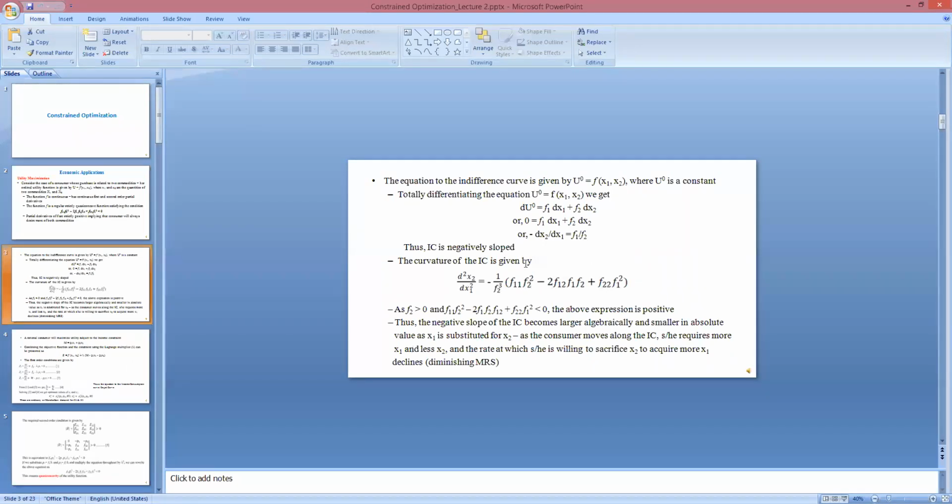And from this equation, we can easily derive the slope of the indifference curve. And clearly, the slope is negative, or the absolute slope is positive, which is given by the ratio of marginal utilities, which we also call the marginal rate of substitution.